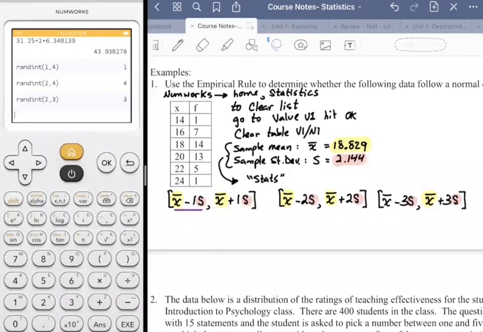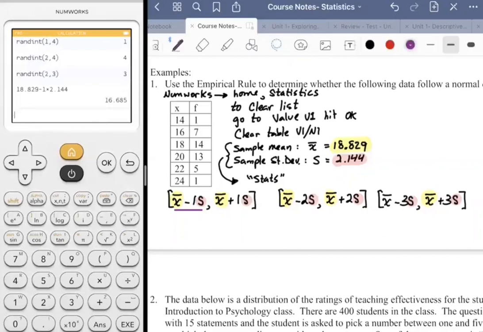All right. So X bar, which is 18.829, minus 1S. So 1 times S. So 1 times 2.144. All right. That's going to be my first computation, which gives me a 16.685. All right, so that result goes right here.